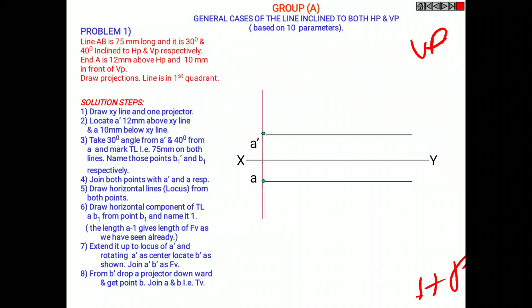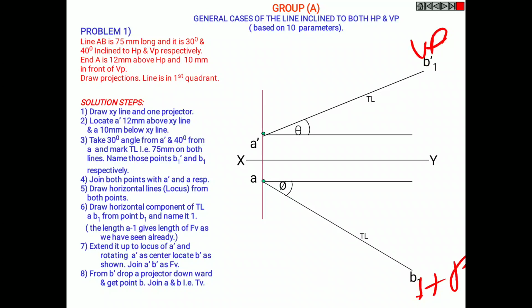So, this is a normal line. So, this is an inclined line which is of true length of 75 mm long. It is an angle of theta which is 30 degrees angle, and here it is 40 degrees angle, of true length 75 mm with phi, that is B1.